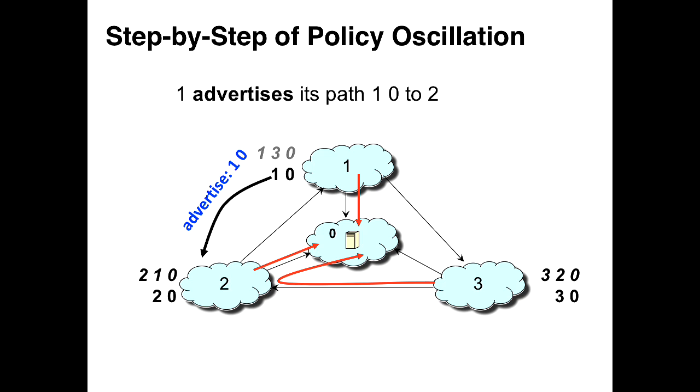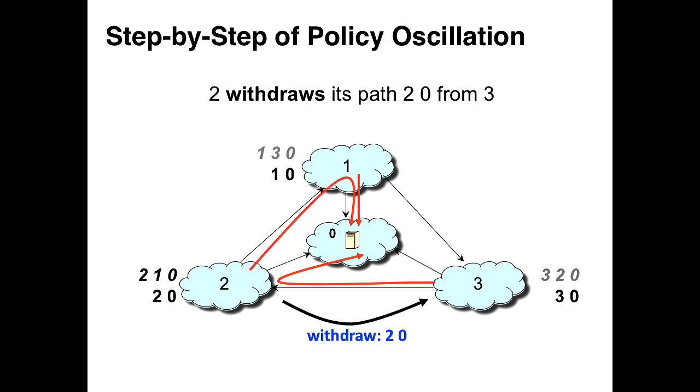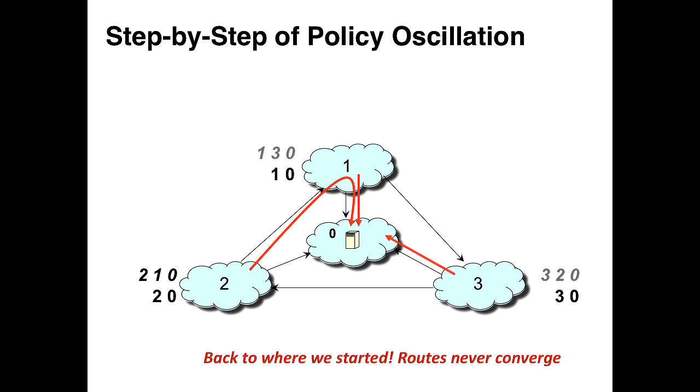What is 2 going to do? It's going to say, I like that path better. It's going to go 2, 1, 0. Point is, 2 is then going to withdraw 2, 0. 3 is going to go back to the straight path. We are back exactly where we started. Right? This could go on and never settle. Does this make sense? Would anyone want me to repeat it, or went okay?